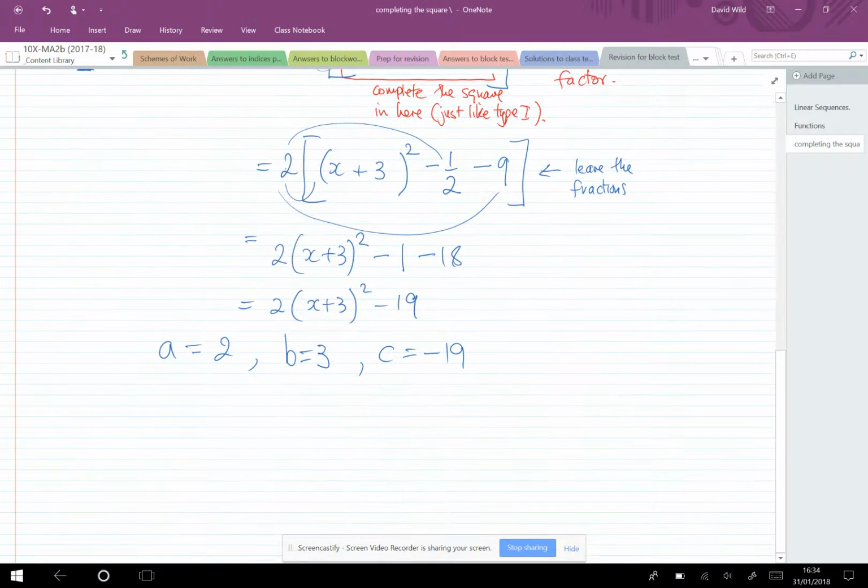Incidentally, if you were asked, the vertex is at the coordinate again. We get x plus 3 equals 0, so we get x is minus 3. So our x coordinate is minus 3. And we read off this value here, minus 19.